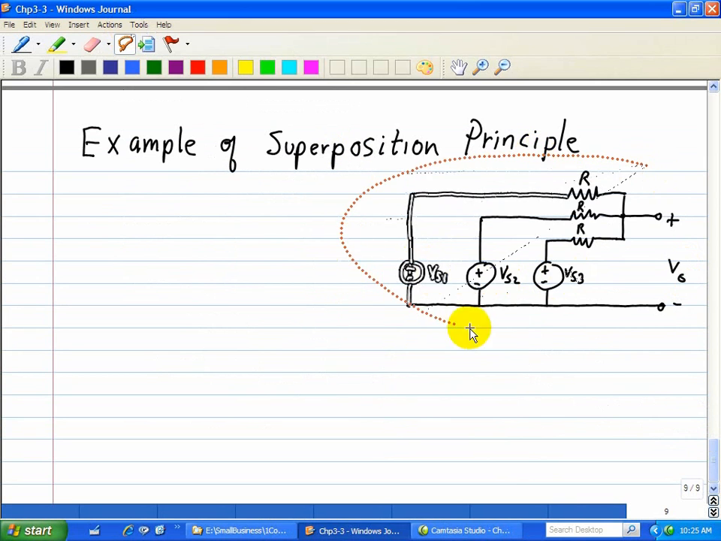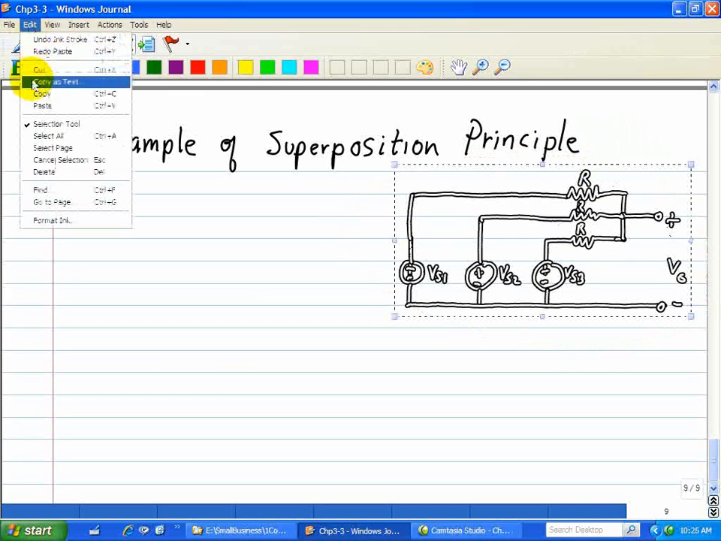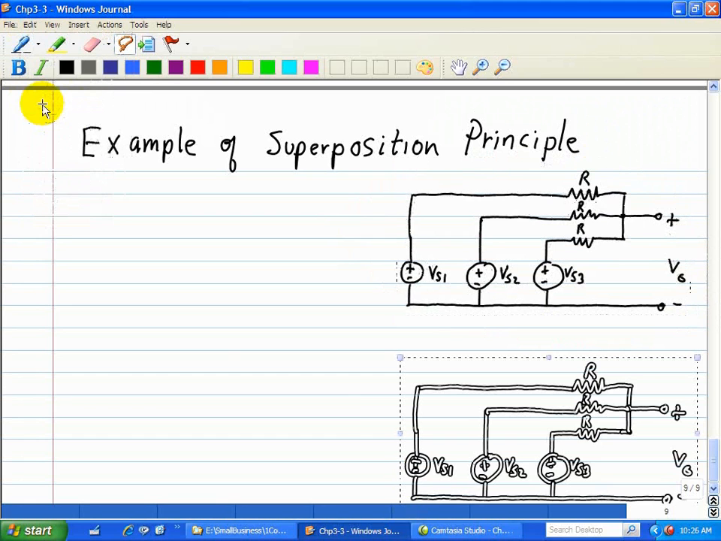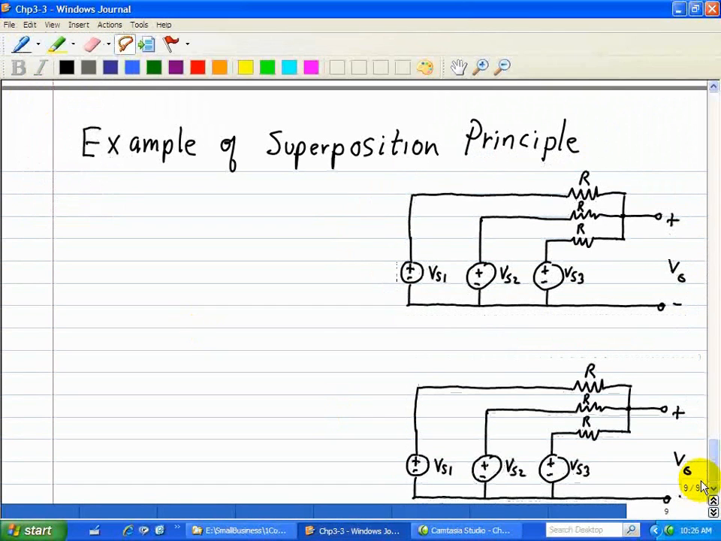So let me copy this circuit: edit, copy, edit, paste. So here we have the same circuit. Now let me erase this and replace it with a short. Okay, now we have the circuit for the voltage due to VS3.